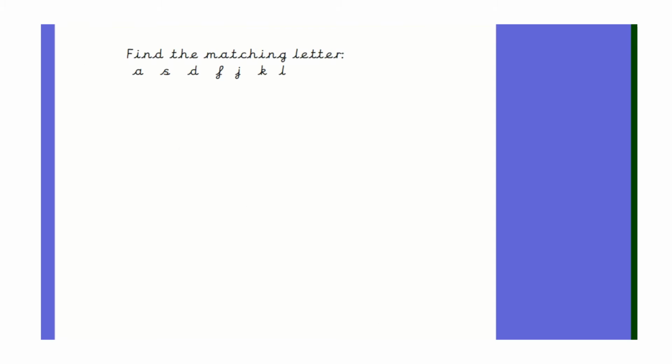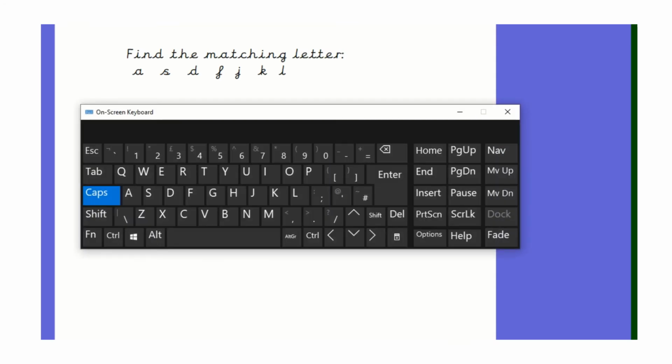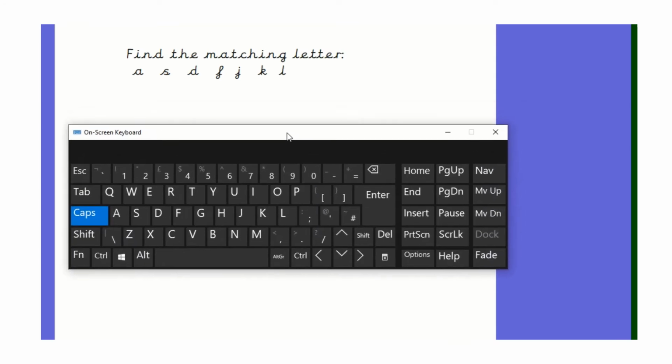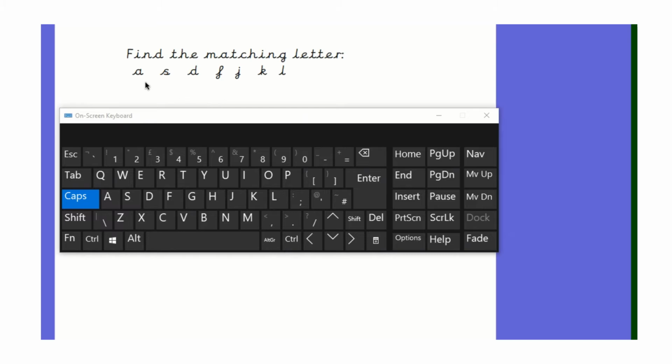Okay, I'm going to show you a little keyboard here. There's a little one on the screen. Now I've got some lowercase letters. And here are the uppercase. Shall we see if we can match them? That's a lowercase a. Where's the uppercase? Ah, here it is. Lowercase s, uppercase. I found it. What's the next letter? Lowercase d. There it is, uppercase. And there, uppercase F, lowercase f.